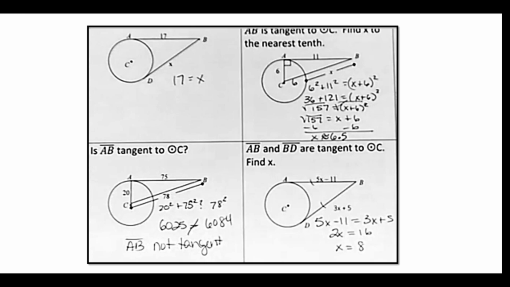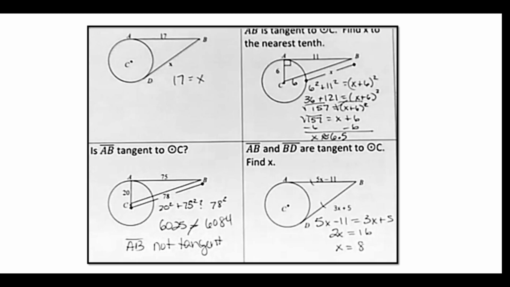Next one, letter C: is segment AB tangent to circle C? Now, how are we going to solve it? If the statement says it is tangent, we can use the Pythagorean Theorem again. 20 squared plus 75 squared, we don't know if it's equal or not to 78 squared. If it's equal, then it is tangent, and vice versa. Now, simplifying, we have 6025 is not equal to 6084. So, segment AB is not tangent.